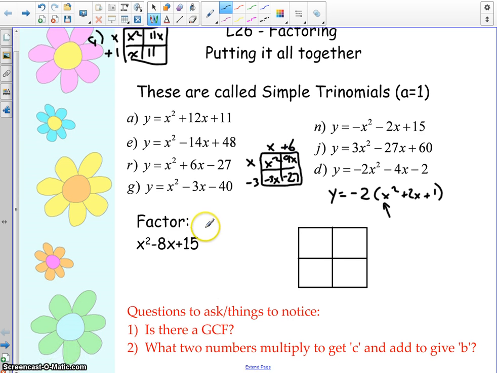Okay, so again, the first thing you're always going to look for with any factoring problem is whether there is a greatest common factor, or a GCF. And what you're looking for with a simple trinomial is two numbers that multiply to c but add to give b. So let's take a look at this example here, x squared minus 8x plus 15.